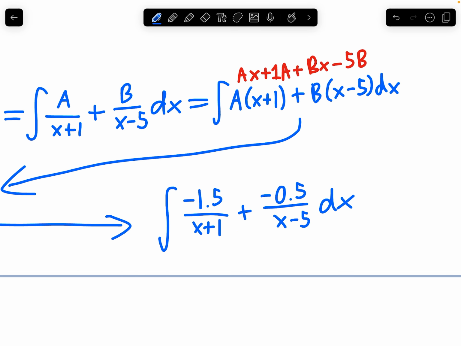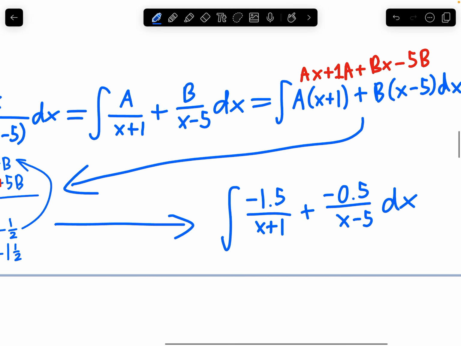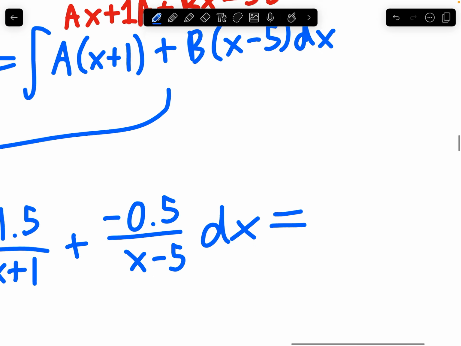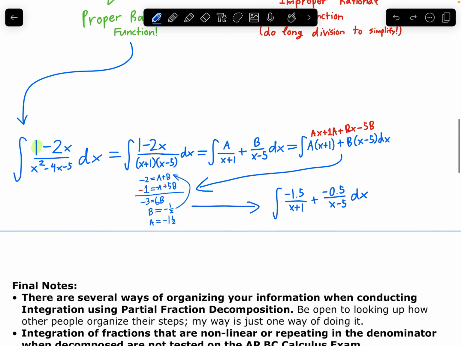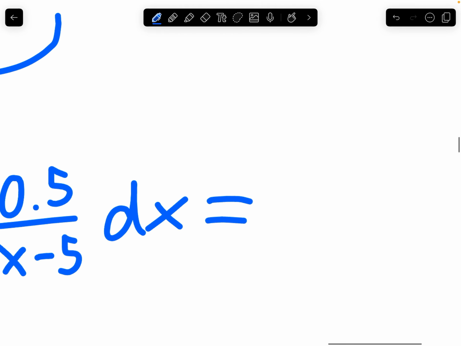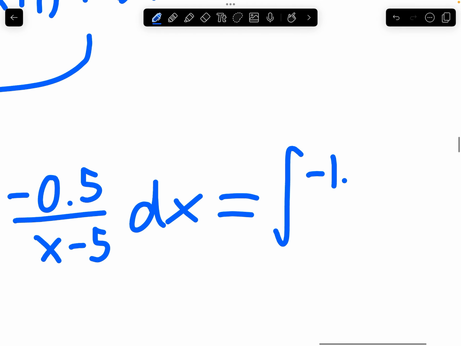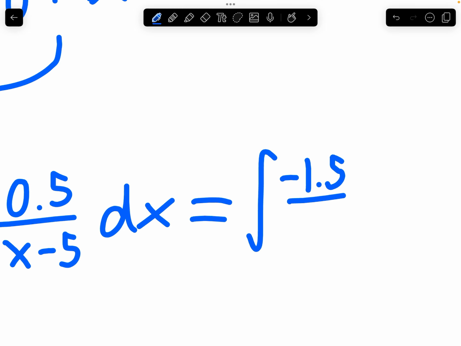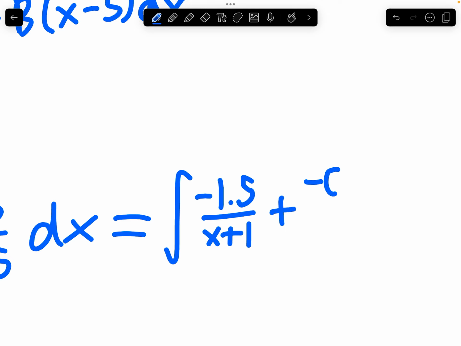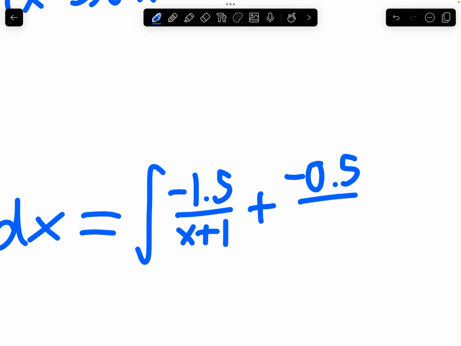All right. So now what do we do here? What we actually can do is split this integral into two separate integrals. So this here should be equal to, I'm running out of space now, so I'll just move down to the bottom once I run out of space here. We can split this up into negative 1.5 over x plus 1, plus negative 0.5 over x minus 5, dx.